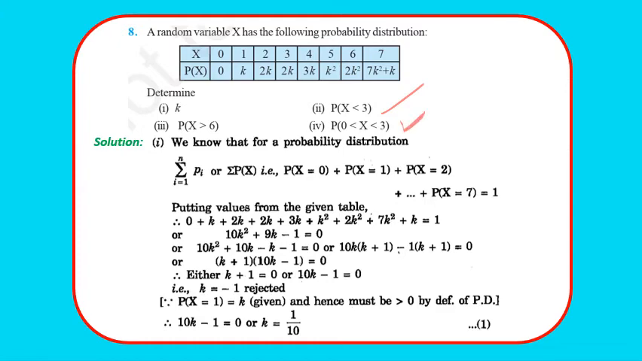So first thing, we know that for a probability distribution, the sum of all the probabilities is equal to 1. So adding all the probabilities, we get 0 plus k plus 2k plus 2k plus 3k plus k square plus 2k square plus 7k square plus k equals 1. From here we get the equation 10k square plus 9k minus 1 equals 0. So solving, we get k plus 1 equals 0 or 10k minus 1 equals 0. But k plus 1 equals 0 cannot be taken because probability cannot be negative. So we are taking 10k minus 1 equals 0, or k is equal to 1 upon 10.